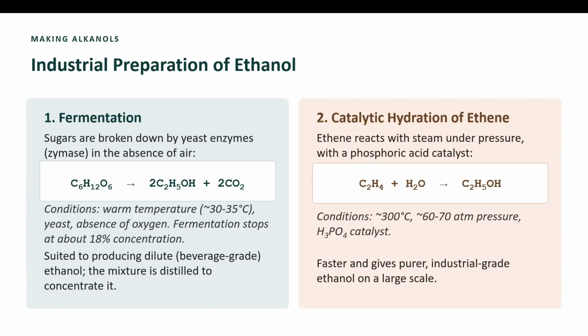The advantage of catalytic hydration is that, number one, it is faster. Number two, it gives a purer, industrial grade product. You can get up to 99% ethanol using this process.